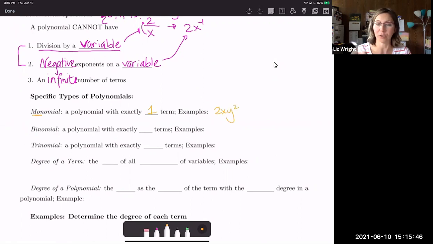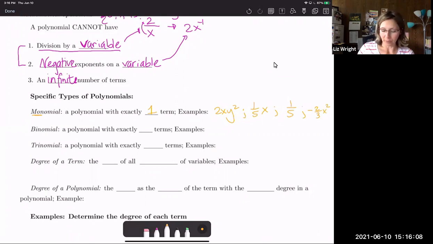That's a single term, right? Because it's xy squared. It's an xy squared term. You could have 1/5 x. You could have negative 2/3 x squared. Could have something like that. Those are all monomials. They're single terms.